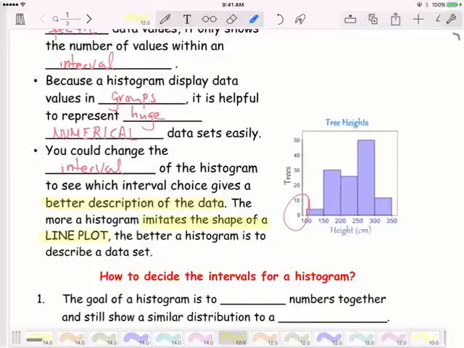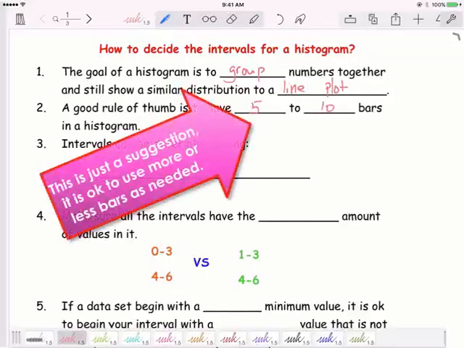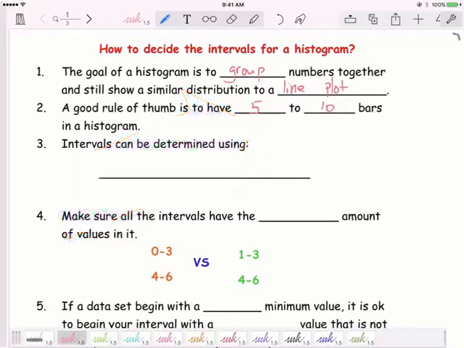So how do we decide the intervals for a histogram? Remember, the goal of a histogram is to group numbers together and still show a similar distribution to a line plot. So, a good rule of thumb is to have 5 to 10 bars in a histogram. This is just a suggestion. It is okay to use more or fewer bars as needed. Intervals can be determined by using the range of the dataset divided by the desired number of bars needed.